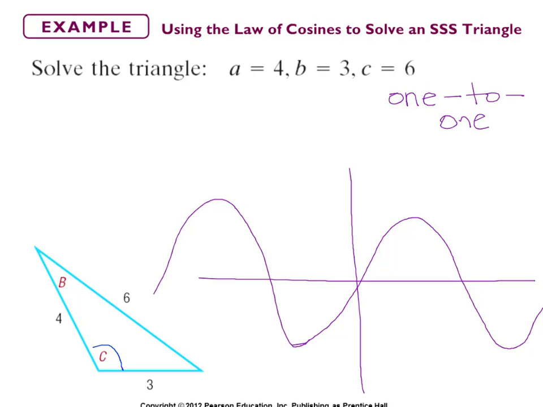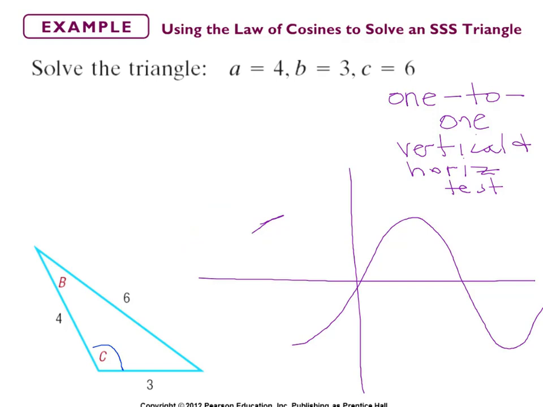And what 1-to-1 means is it has to pass the vertical and horizontal line test. Remember that? Okay, so does this pass the vertical and the horizontal line test? No. Which one does it not pass? The horizontal. Right. So we have to make it able to pass the horizontal line test.